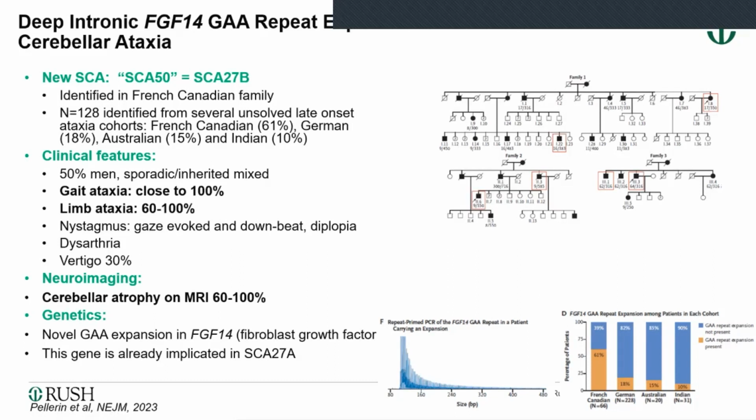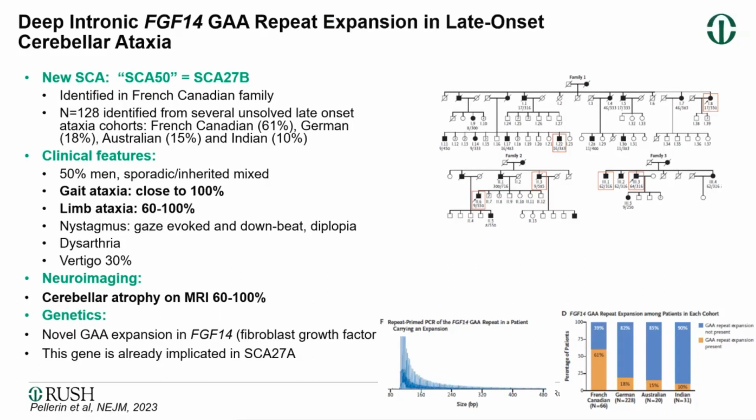And the genetics are that this was a novel GAA expansion in the fibroblast growth factor gene. The gene was already implicated in SCA27. So when they went back to look at the actual gene, they decided to rename this SCA27B with the original mutation being SCA27A. So if it weren't complicated enough in the SCAs, we now have A and B at least for SCA27. So we are at the naming system now to SCA50.